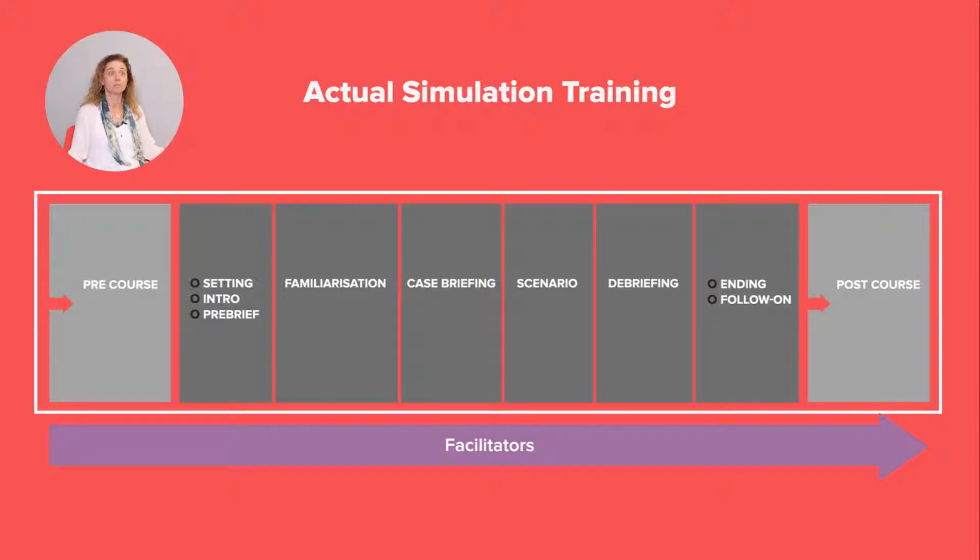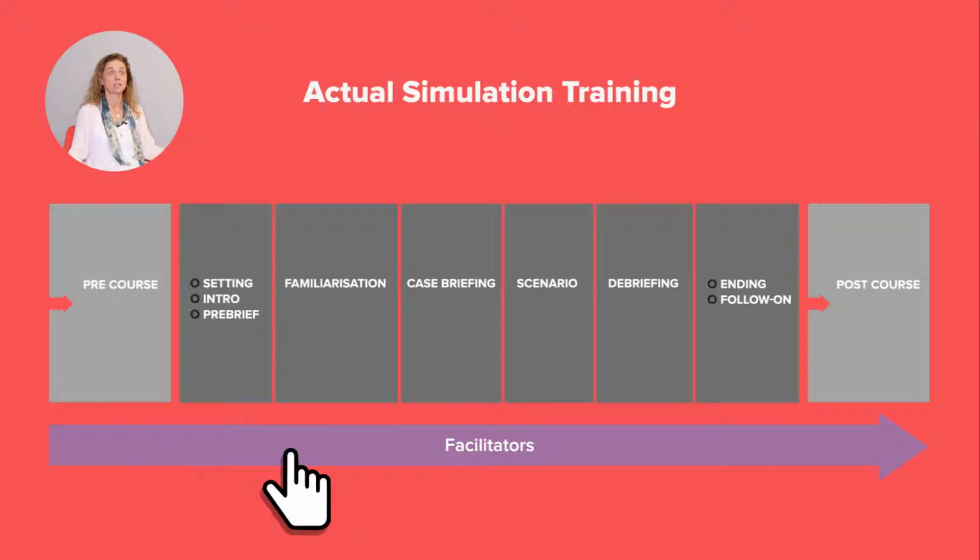The facilitator is involved in all aspects of training, from before the scenario runs to after it's done. The purple arrow indicates that the facilitator role is dynamic and fluid. We often have to shift and adapt to the learner's needs as they arise throughout the simulation event. These parts of simulation are further explored and practiced during the in-person simulation facilitator workshop.